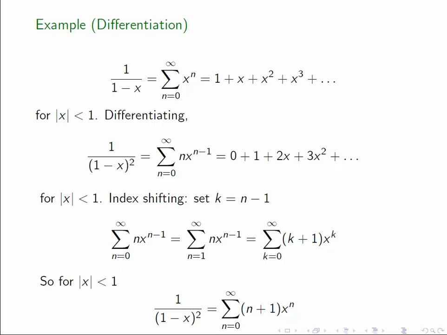So differentiating 1 over 1 minus x gives us the power series representation of 1 over 1 minus x squared. And obviously we can keep repeating this to get the power series representation of 1 over 1 minus x to any power.